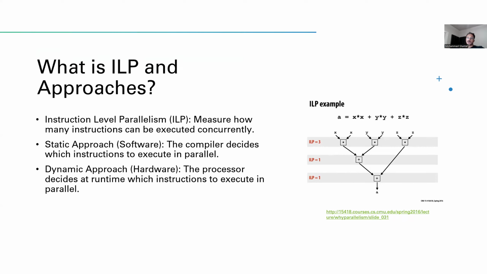ILP and its approaches. ILP is instruction level parallelism and measures how many instructions can be executed concurrently. There are two types of it: a static approach and a dynamic approach. The static is mainly regulated in terms of software, the dynamic in terms of the hardware. In the software approach, the compiler decides which instructions are executed in parallel, while in the dynamic approach, the processor decides which instructions execute in parallel mode.